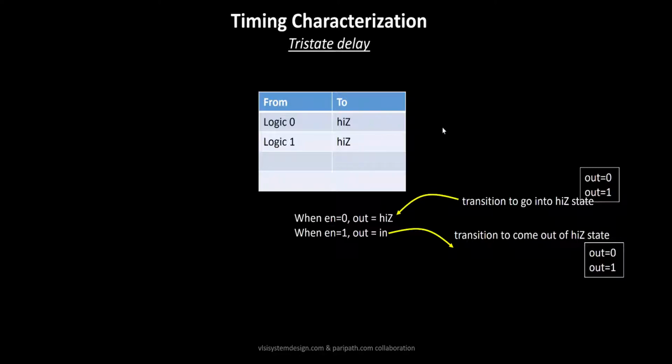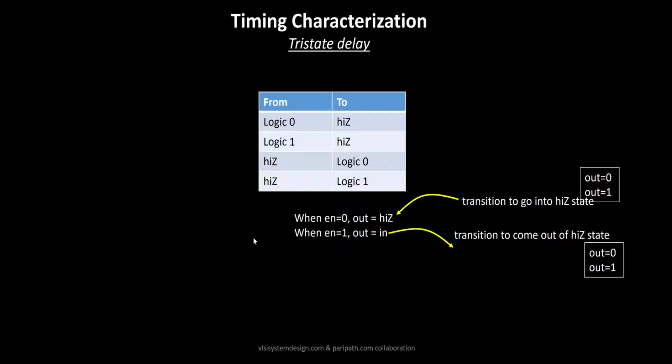Let us try to understand what we need to do with the tool. Second, whenever your enable is equal to 1, your output has to follow the input, but it has to come out of the high impedance state. So that's what it means. It has to move from the high impedance state either to logic 0 or from the high impedance state to logic 1. So there will be 2 more slew values over here, and these are the 4 different slew values that need to be characterized.